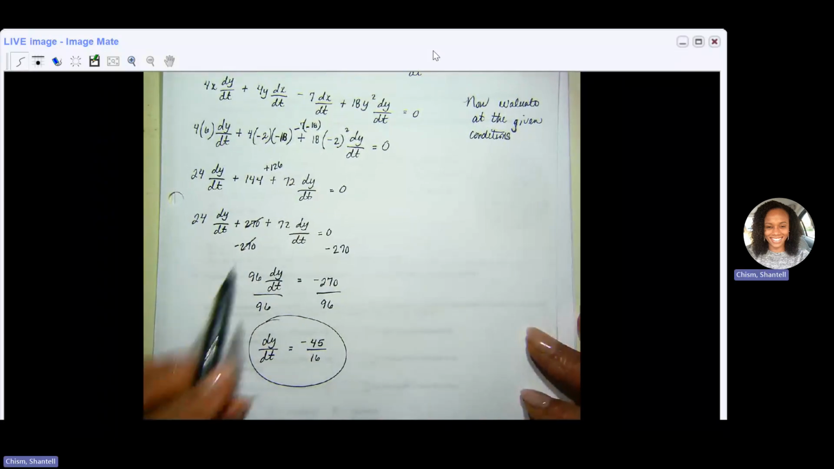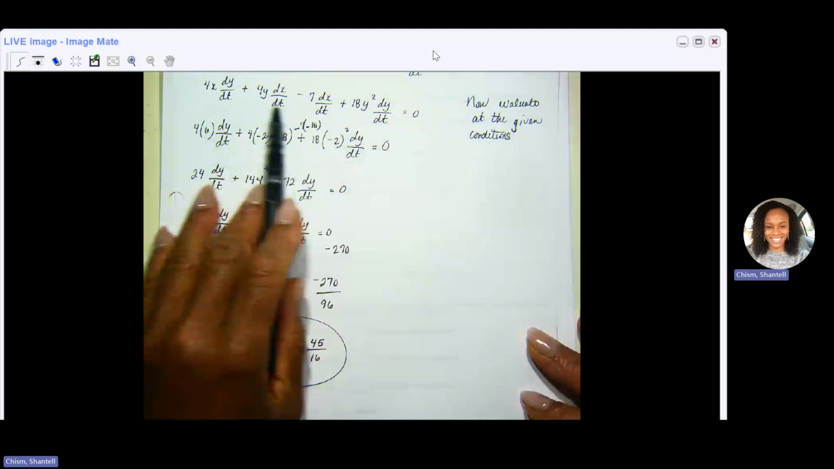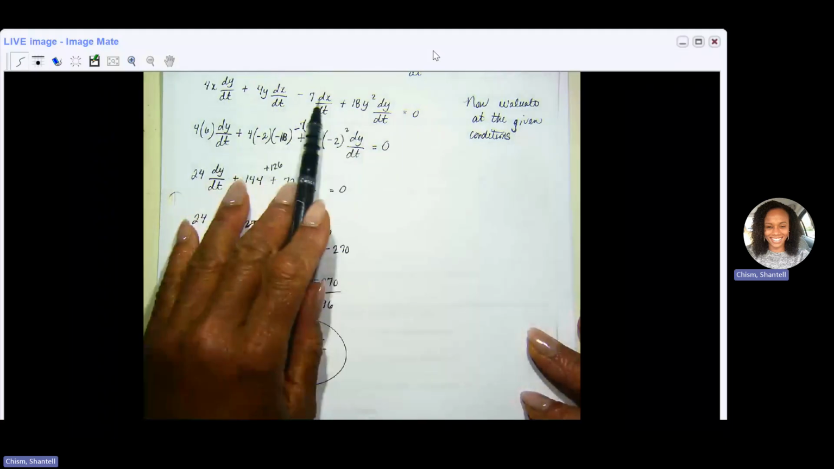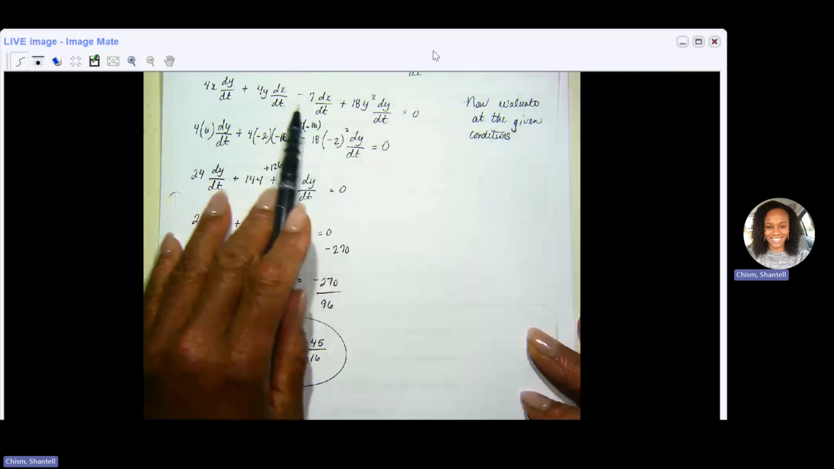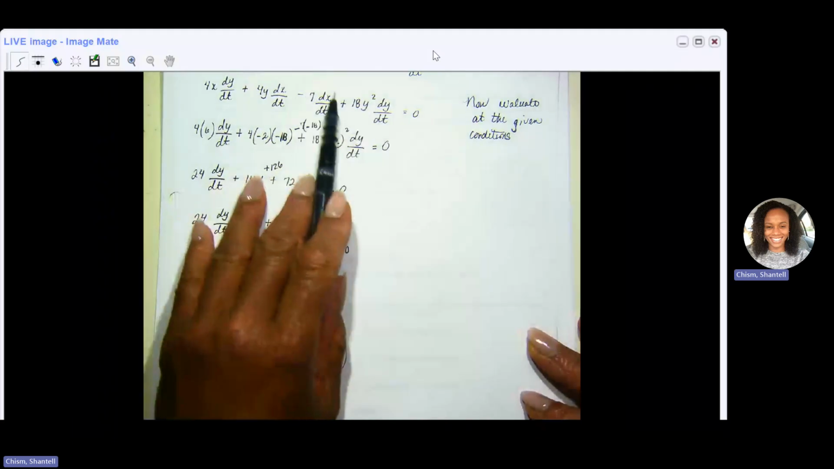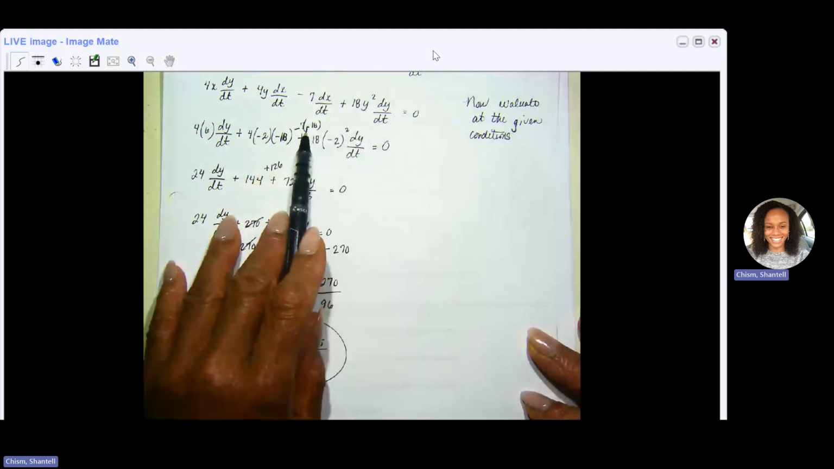And again, just make sure, especially when you're dealing with several terms like this, that you don't rush and mistakenly leave one out, because we took the derivative and then I just completely overlooked that right here.